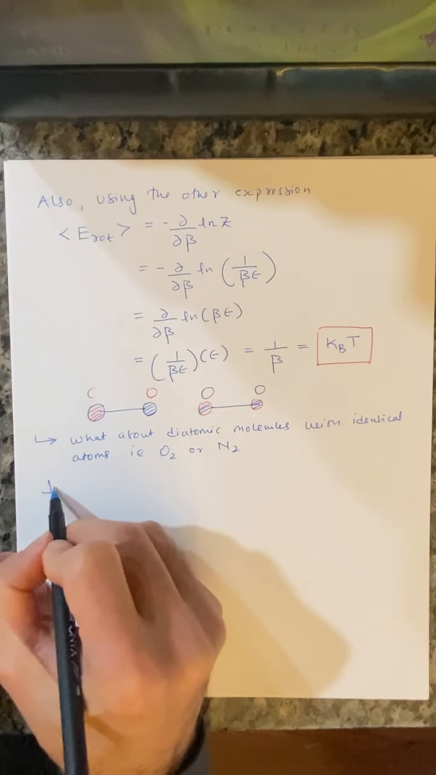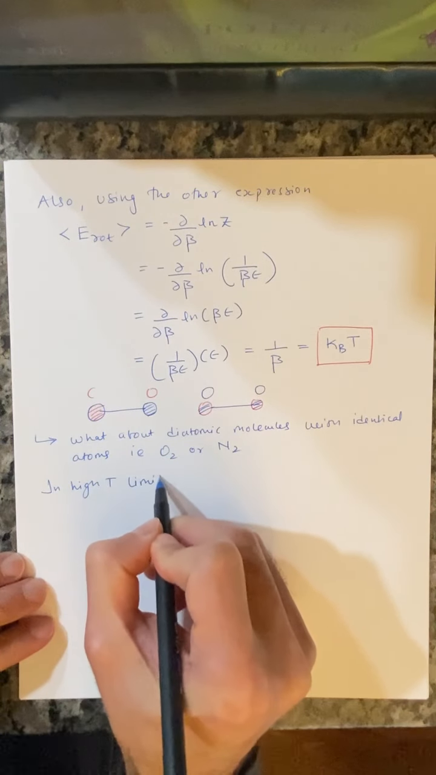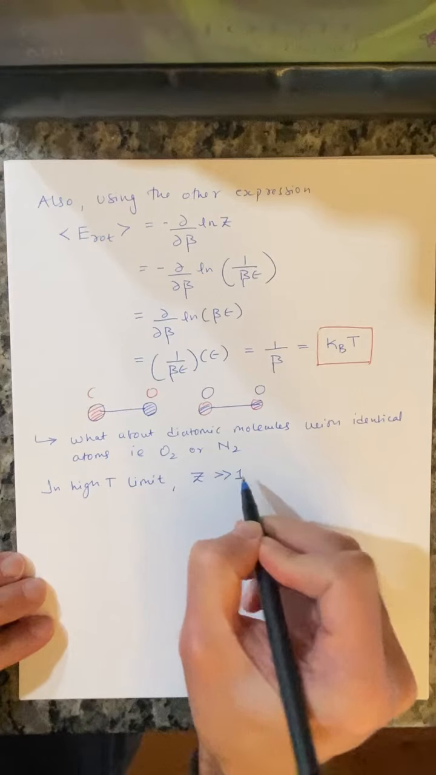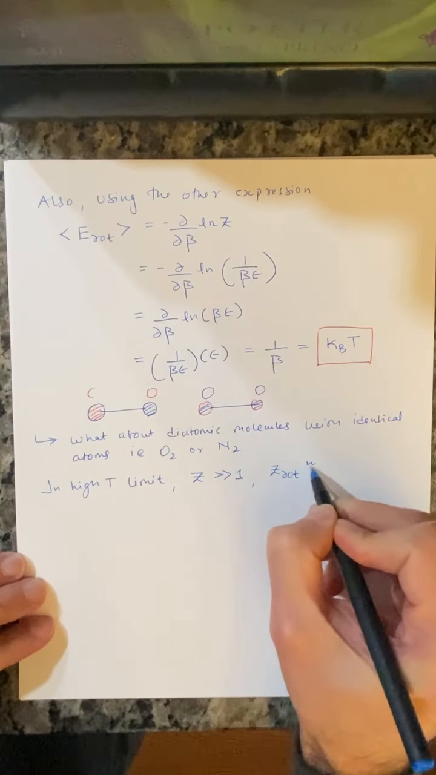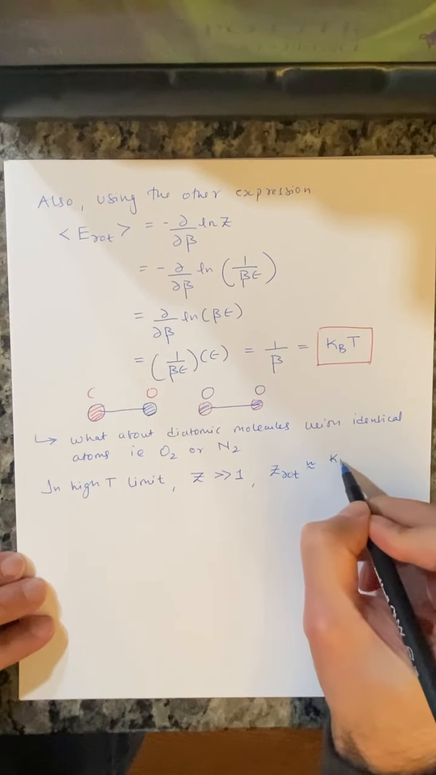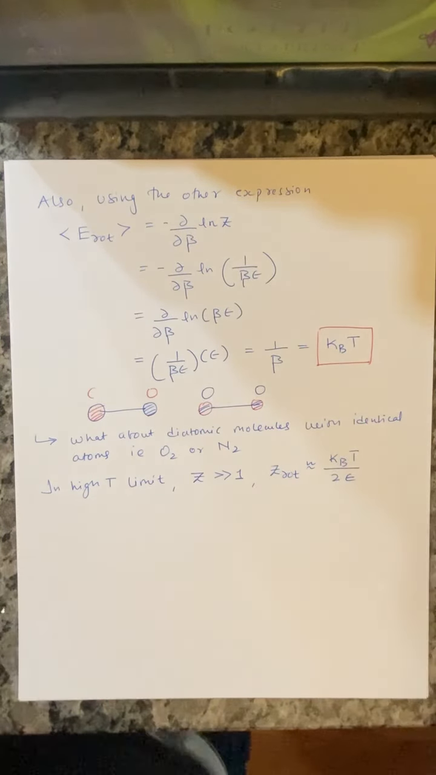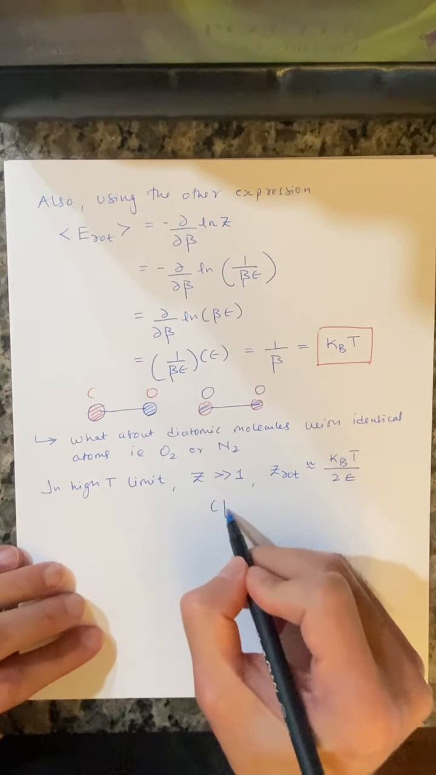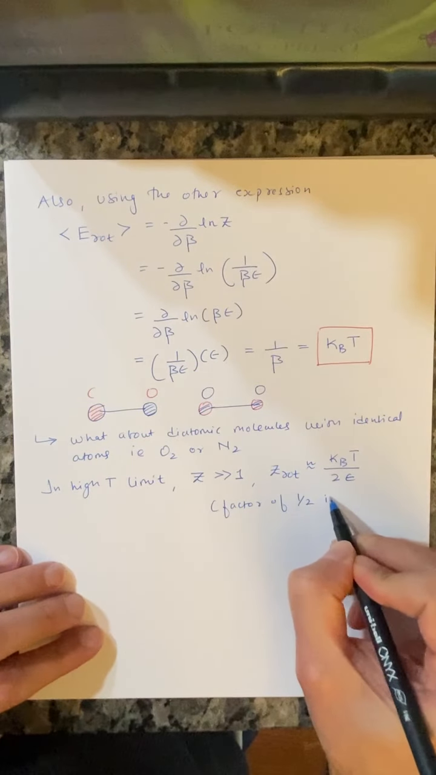In the high temperature limit, when z is quite large compared to 1, what we do is we conveniently put the rotational partition function as kBT over 2ε. All I have done is inserted a factor of 1/2 in z.